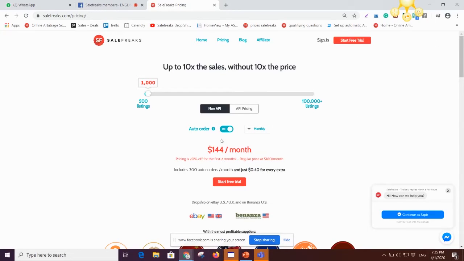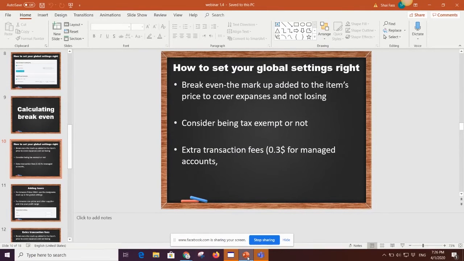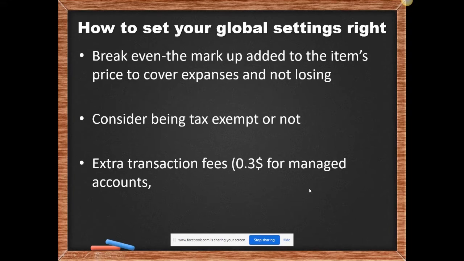I'm not saying that if you have 305 or 310 orders a month, then you should change your global settings. I'm saying that if you get 400 orders a month, maybe you should consider it. Because this is the little extra money that goes away unnoticed. And then at the end of the month, you start asking yourself, where did that money go? Why am I not making profit that correlates with my sales?